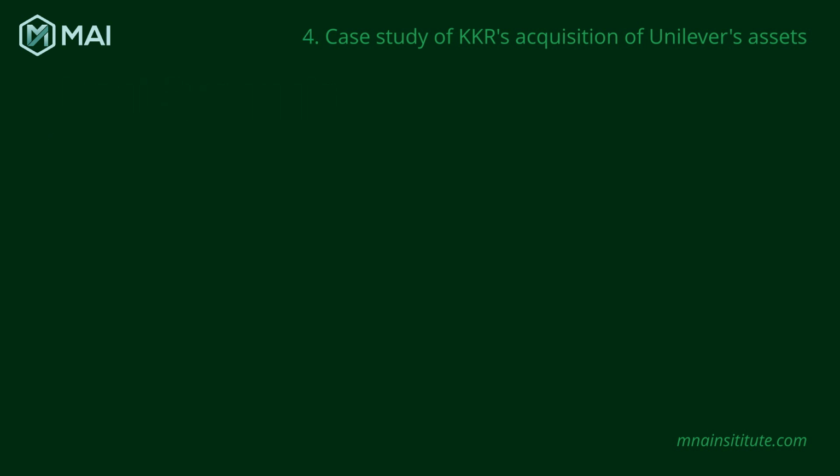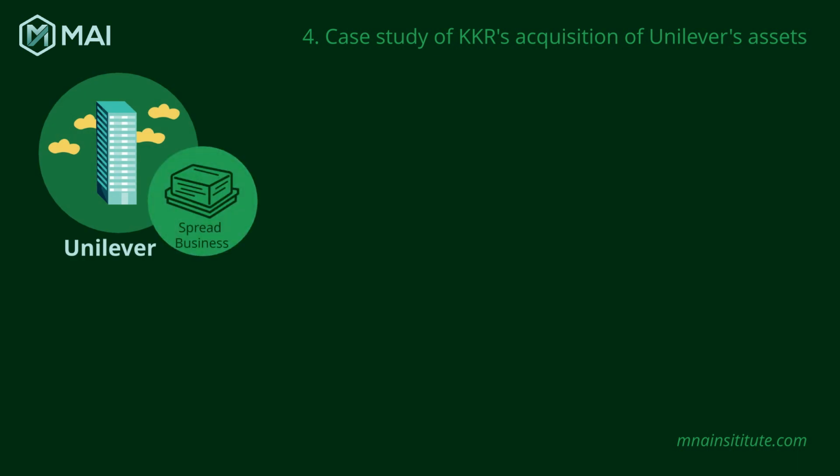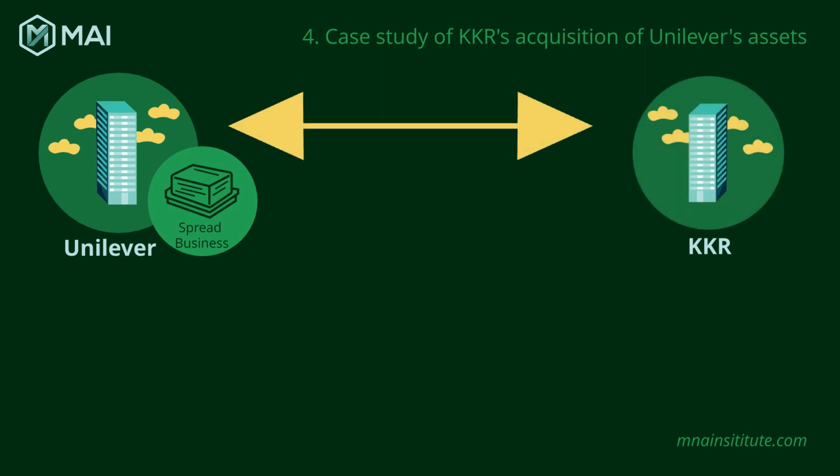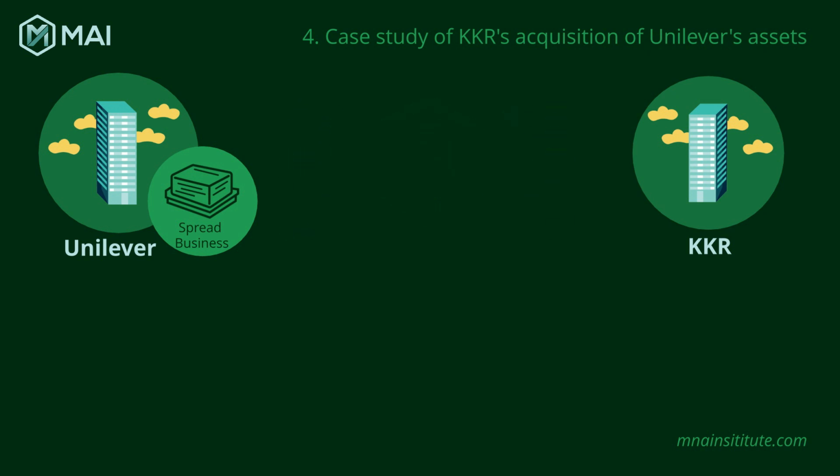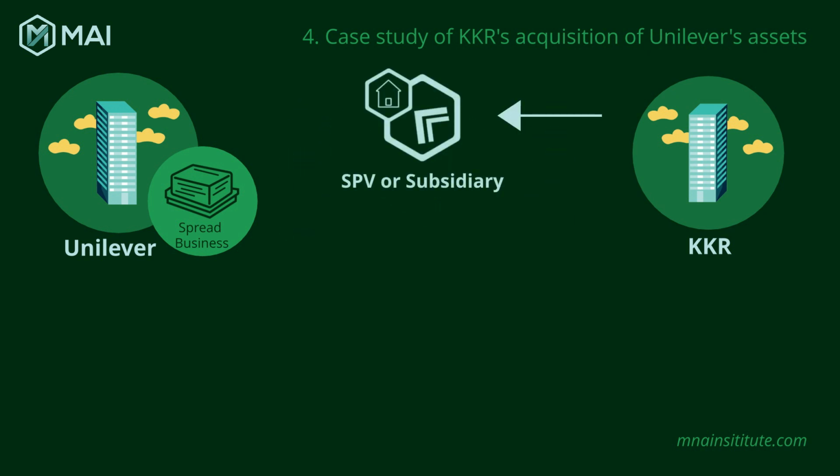Let's briefly review the structure of KKR's acquisition of Unilever's spread business. First, Unilever plans to sell the spread business. Second, KKR wants to buy the business. Third, the two parties negotiate the deal amicably. Fourth, KKR establishes an SPV.